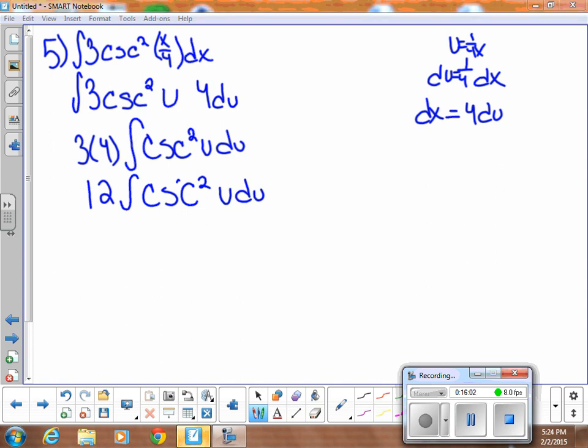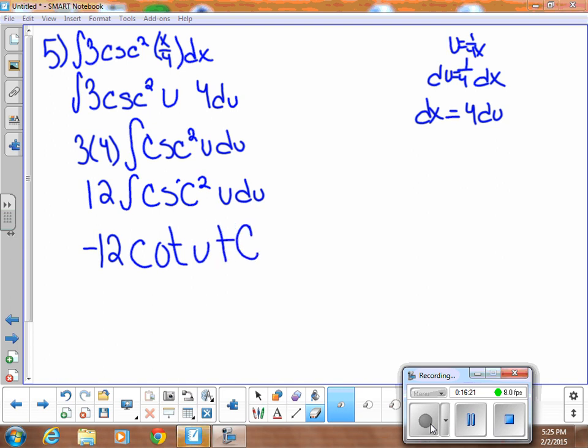And the integration of cosecant squared is negative cotangent. Ready? Okay. So the integration of cosecant squared is negative cotangent, so the 12 becomes negative. My cosecant squared changed to cotangent u plus c. And now we can finally just go ahead and replace what u was. So that would equal negative 12 cotangent. My u is x over 4 plus c.